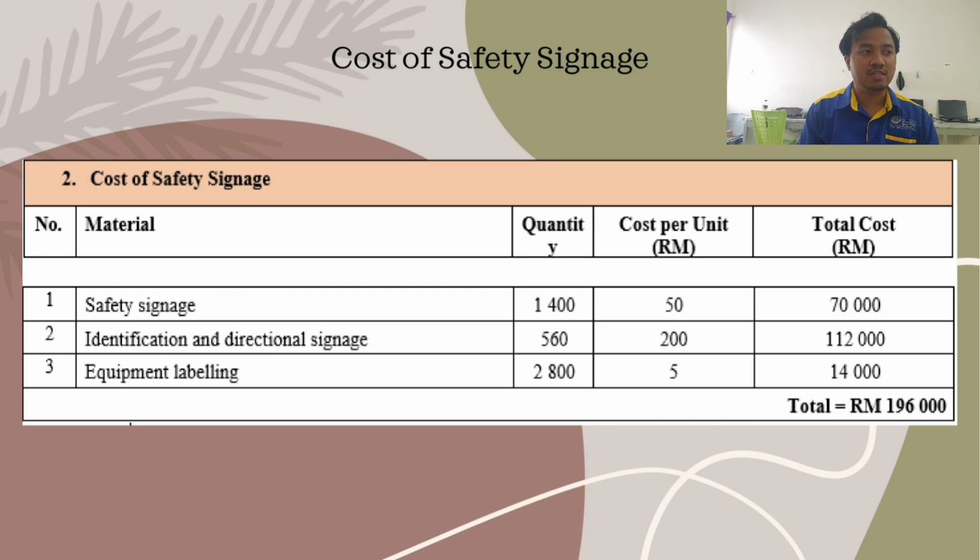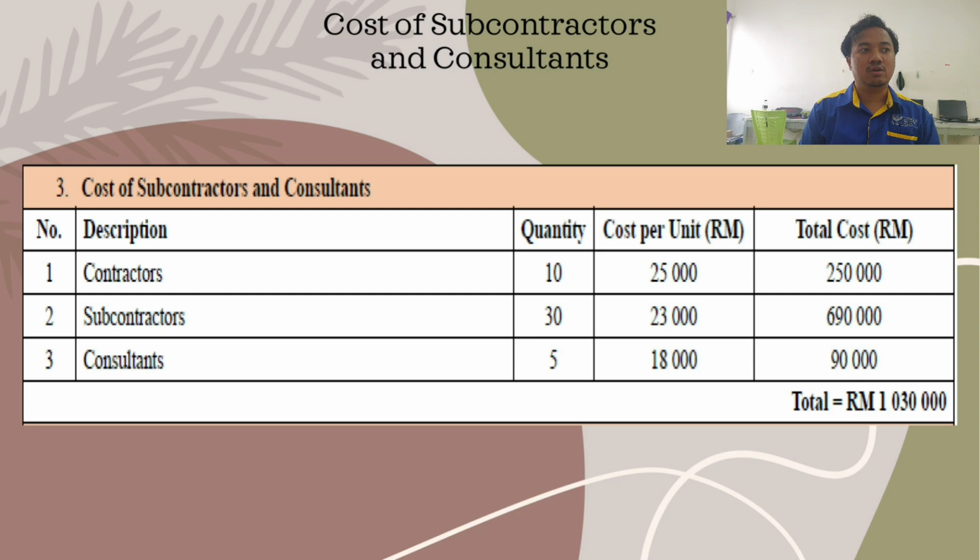Second is identification and directional signage, the quantity of it is 560. And lastly is equipment labeling, the total of it is 2,800 quantity. So the overall cost of safety signage is 196,000. Third is the cost of subcontractors and consultants.